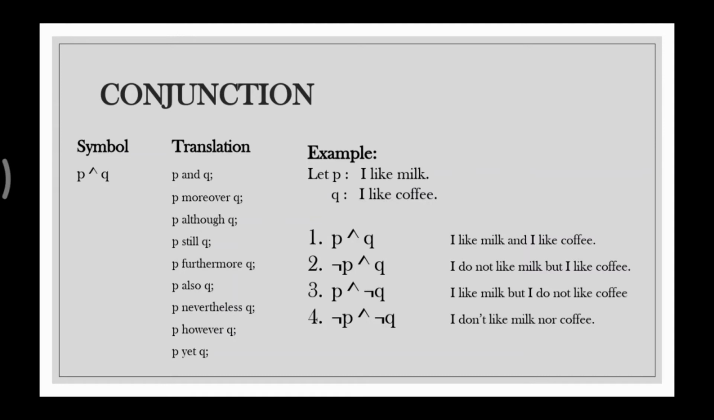Number 2. Not P and Q: I do not like milk but I like coffee. Number 3. P and not Q: I like milk but I don't like coffee. And number 4. Not P and not Q: I don't like milk nor coffee.